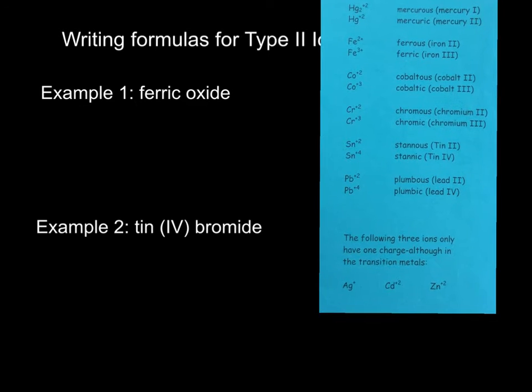The other thing I want you to notice here is that there are 3 elements in the transition metals that do not have multiple oxidation states. So on your own purple periodic table, I would like you to make sure that you mark silver as being only +1, cadmium as being only +2, and zinc as only being +2 as well. Alright, so let's get to writing formulas first. We do this because actually writing the formulas is easier than figuring out the name.